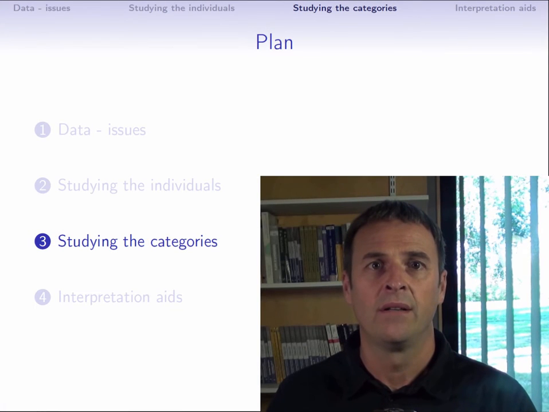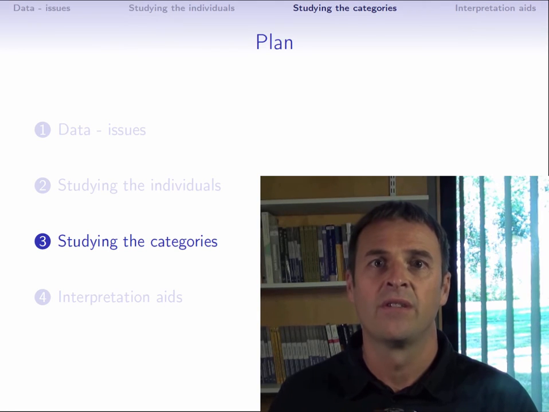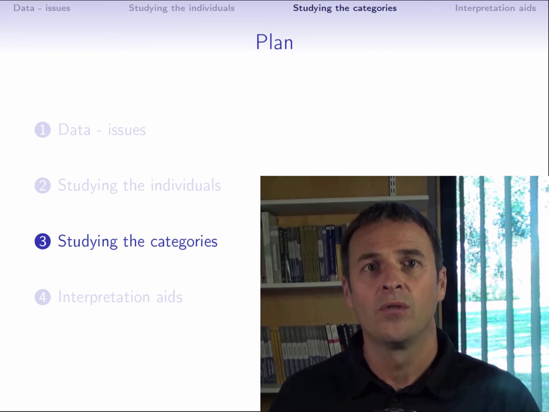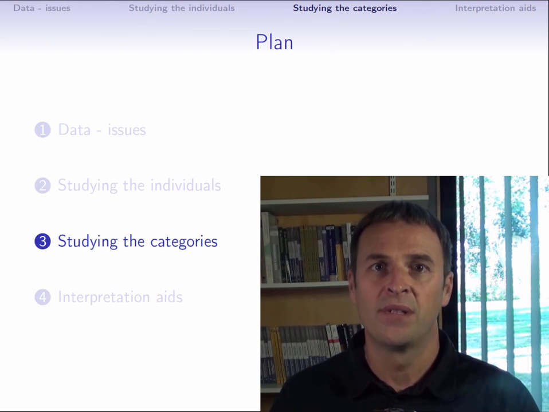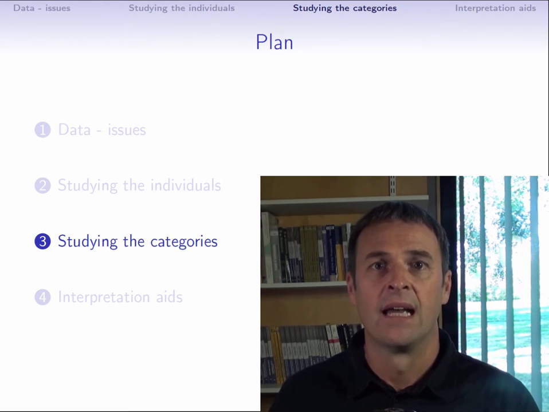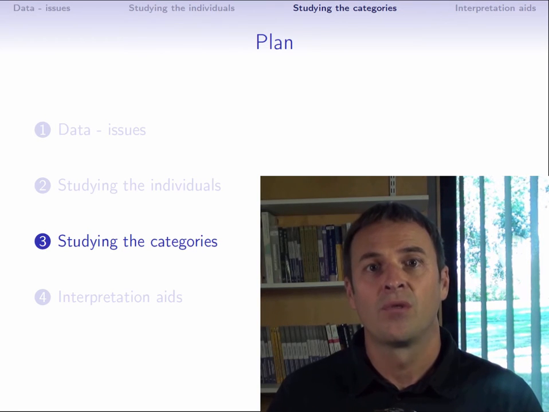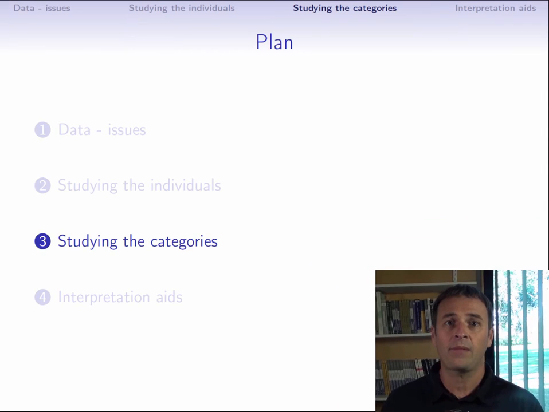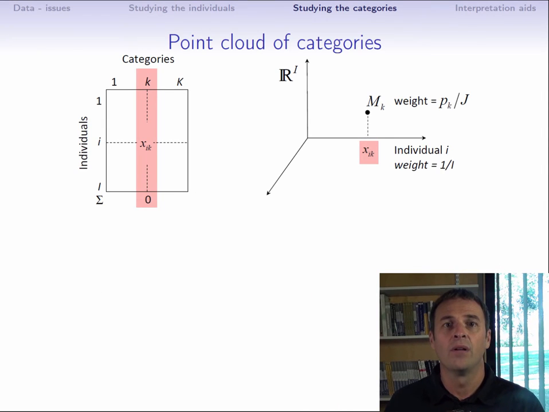We have seen how to build a point cloud of individuals and how to interpret it using the variables' categories. In this video, we are going to see how to build a point cloud of categories and then how to get an optimal representation of them. We will discover the link between the optimal representation of individuals and the optimal representation of categories by way of some transition formulas. Let's go back to the data table showing the individuals and the categories.